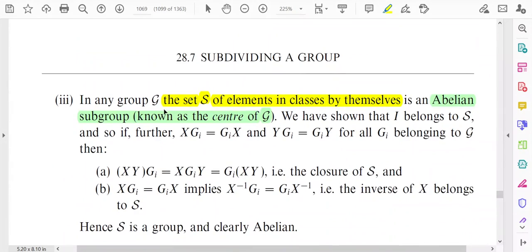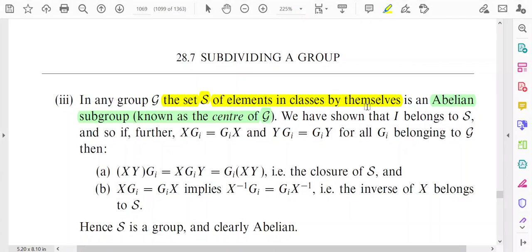Now, in any group capital G, consider the set S of elements in classes by themselves. Suppose there is a particular group capital G, and for this group there are some elements which form classes with themselves. For example, just before we have discussed the case of the identity element. Identity element forms a class with itself. Similarly, we have also assumed that x is an element which forms a class with itself. So, there may be similar types of elements which form a class with themselves.